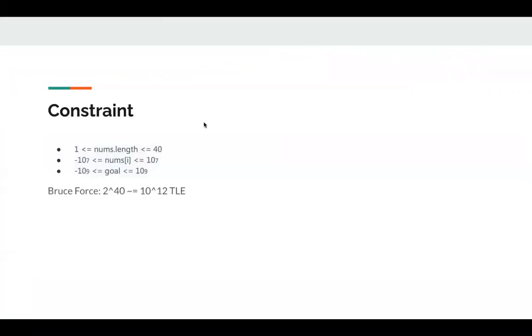The constraint is the length of nums can be 40. We know we can choose each number, or we can discard it. So if we use brute force, it will be 2 to the 40. It must be TLE. How can we reduce this time complexity?